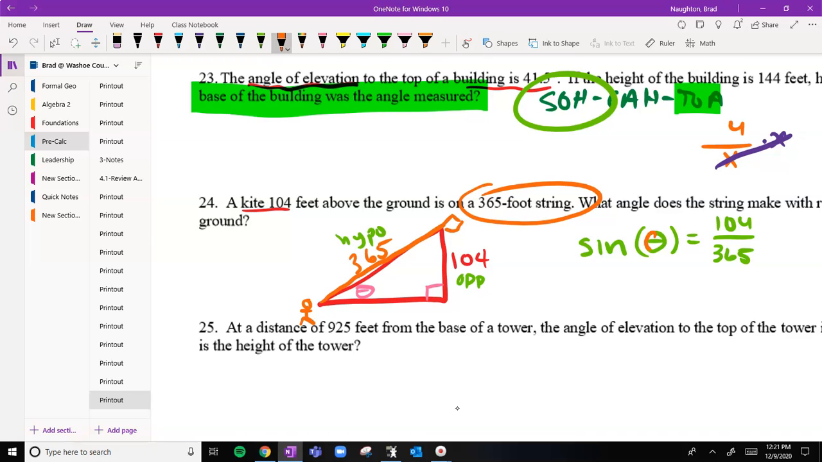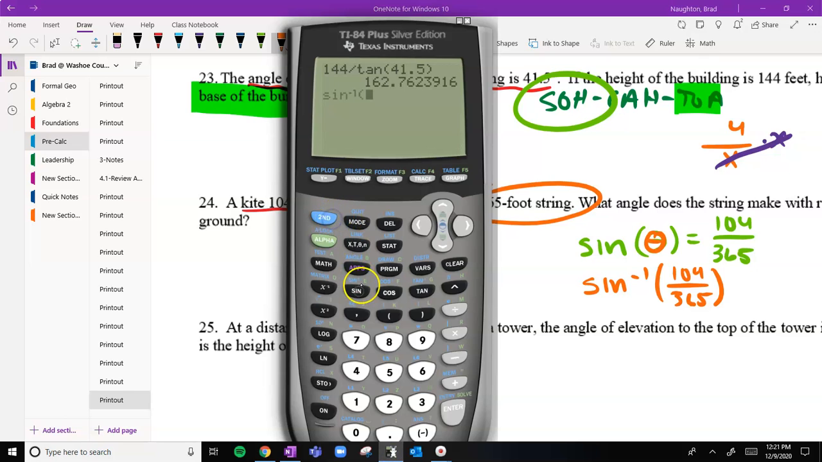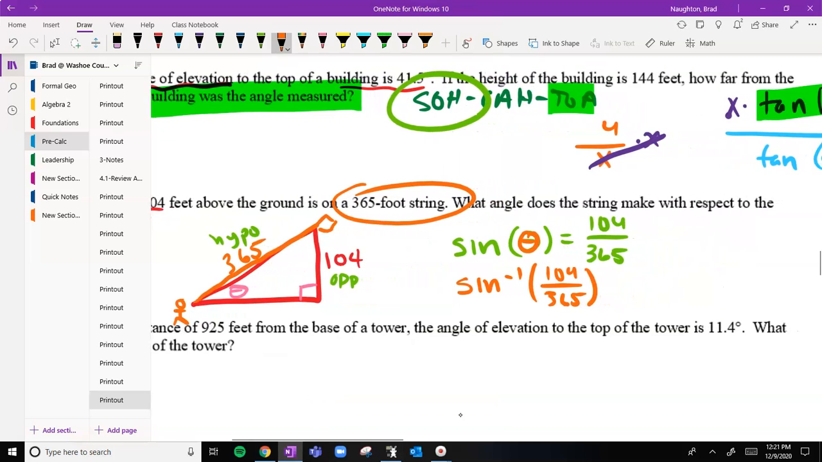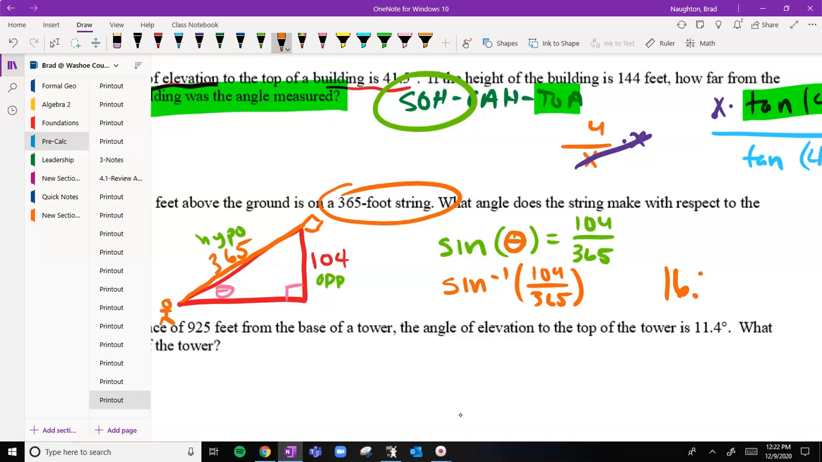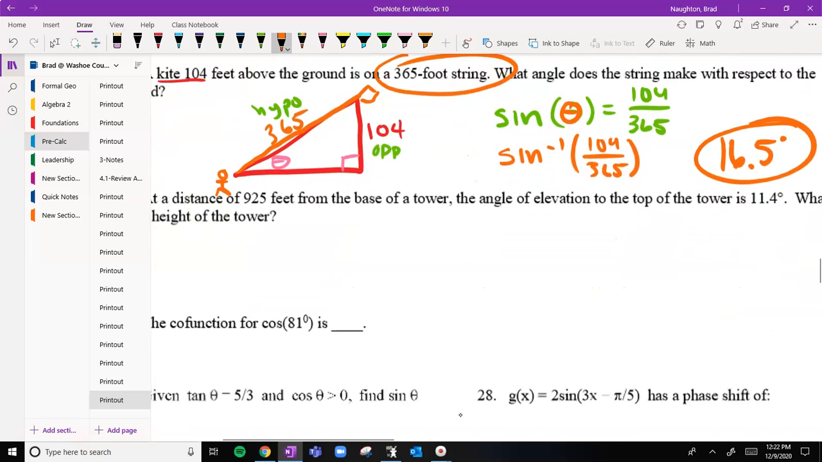Then because we're looking for a theta, we're going to use our inverse trig functions. So when we plug that in the calculator, make sure you hit the second, then the sine button of 104 divided by 365, closing my parentheses. So we get 16.5 degrees. Same rounding stuff that we did before.